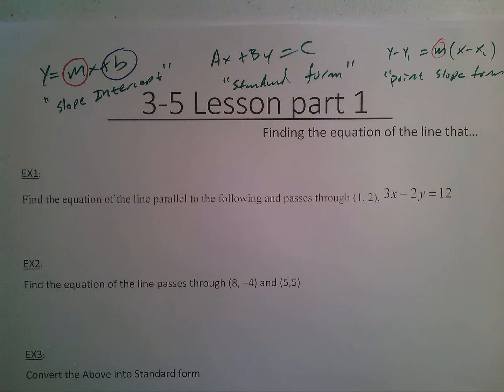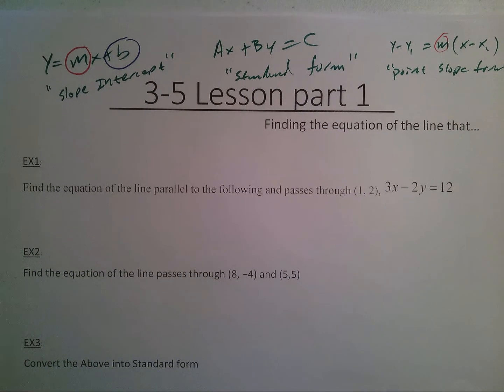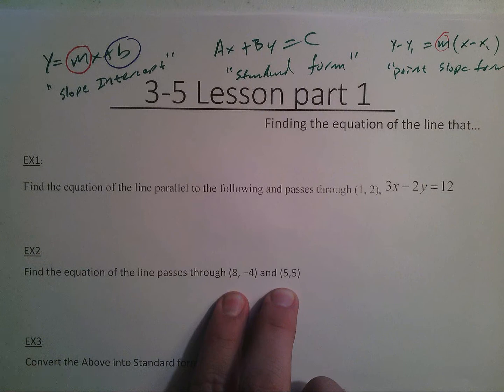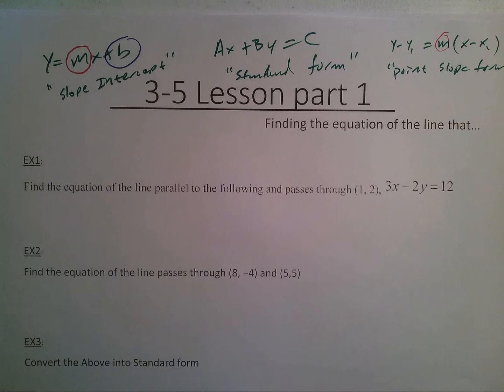And even like in example 2, where they give us 2 points, we use that to find the slope using an equation, y2 minus y1 over x2 minus x1, I'll write that in a second, to get the slope, and then we can use either one of these points and use that to find our equation.